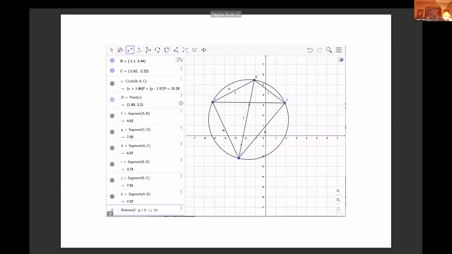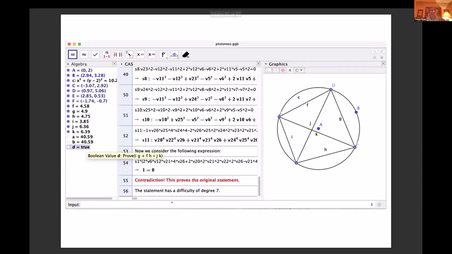So for instance, this is Ptolemy's theorem. This is the theorem that if you have a quadrilateral that can be inscribed in a circle, then f times g plus h times i is equal to the product of the diagonals j times k. So I ask the machine, please tell me, is there any relation between the sum of the products of the opposite sides and the product of the diagonals? And the machine tells me, yes, they are equal, and this is the proof, and the complexity is 7. So you see, Pythagoras was complexity 0, this bisector was complexity 2, and Ptolemy's theorem is complexity 7.